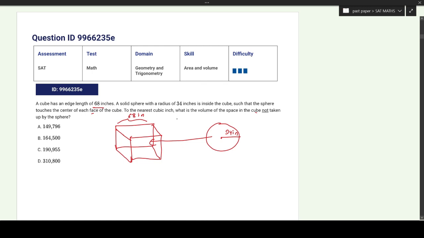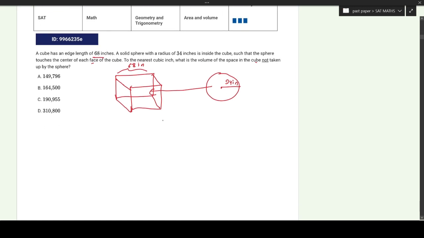So actually this is pretty simple to find. The easiest thing to do here is first find the volume of the cube. Volume of the cube is L cube, right? And volume of a sphere, what's the volume of a sphere? 4 by 3 pi R cube. So the volume of a sphere is 4 by 3 pi R cube.